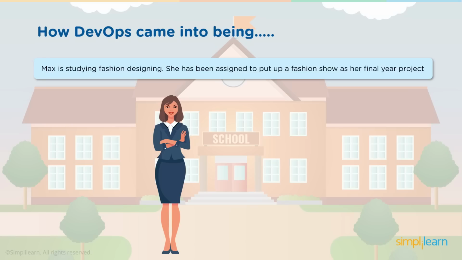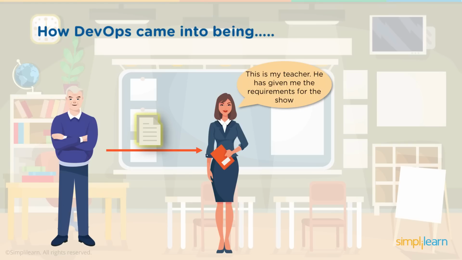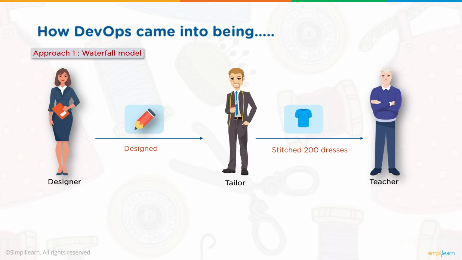So here we have Max, and Max is actually studying at school. And the story that we're going to tell here is how Max learned different ways of being able to delight her customer. What Max is looking to do is to complete her assignment at the end of the year, because her instructor has given her a final exam and she has to be successful in that final exam. So what is her exam? She has to be able to produce 200 dresses that meet and delight her customer.